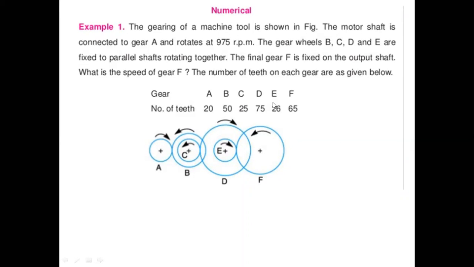Okay, so this is enough for today's lecture. In the next lecture, we will discuss the numerical on compound and reverted gear train, and we will start with the epicyclic gear train. If you have any doubt regarding today's session or about the gear train, you can ask me here, because we have some time to discuss some points.